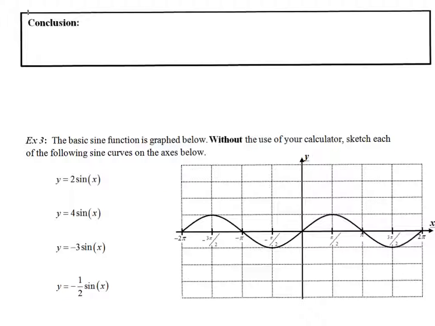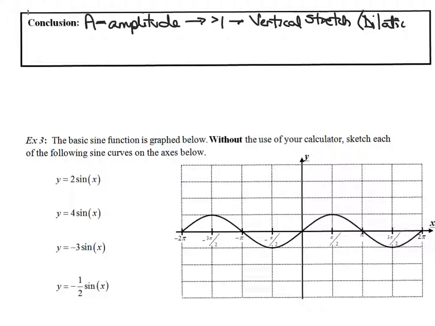Now in the box for the conclusion, let's just write down some of the things that we've found out by doing this graph. The capital A is going to stand for the amplitude of the graph. The amplitude just stands for the height. When I've got an amplitude bigger than 1, then that tells me that I have a vertical stretch. And again, a vertical stretch is just going to be a dilation. Now, could I also have a vertical compression? Yes, of course, if my A value is less than 1.